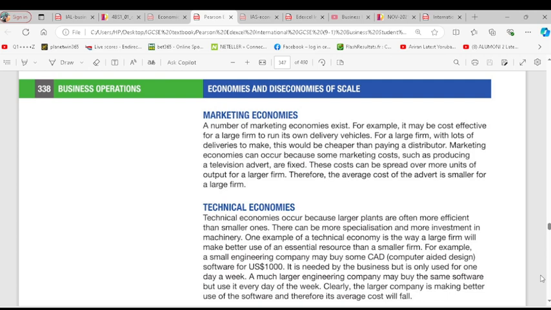ABC might display different kinds of products during the advertisement. DCE can only display one product. So the cost of advertising for DCE is high because it cannot spread the cost across other products. But for ABC, it can spread the cost across other products. That is marketing economies of scale. Do you get it?